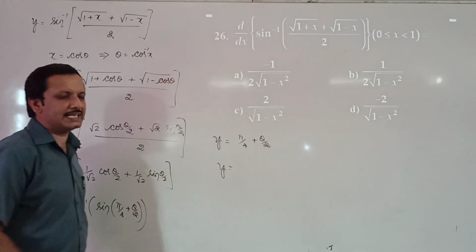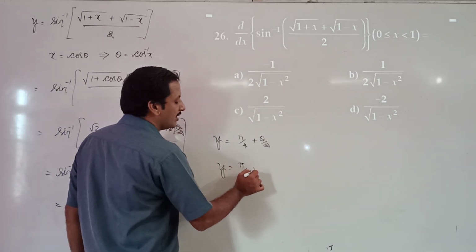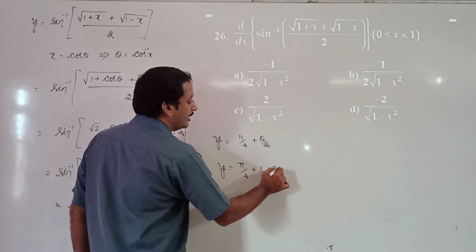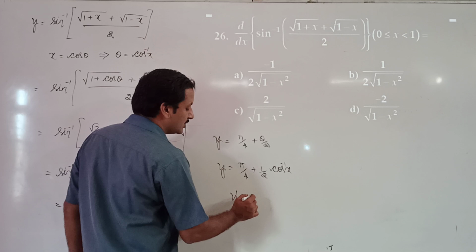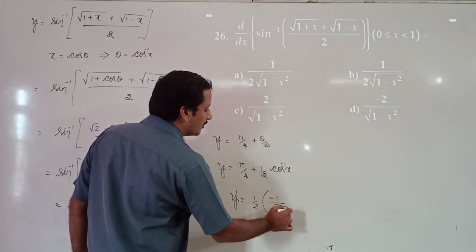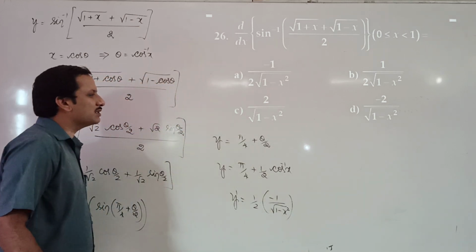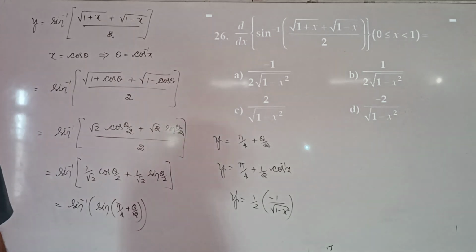Let me substitute what theta is. Theta is cos inverse x. So y equals pi by 4 plus 1 by 2 into cos inverse x. Let us differentiate it now. Derivative of pi by 4 is 0. 1 by 2 into derivative of cos inverse x, which is minus 1 by root of 1 minus x square. So the answer is minus 1 by 2 into root of 1 minus x square. This is the first option.